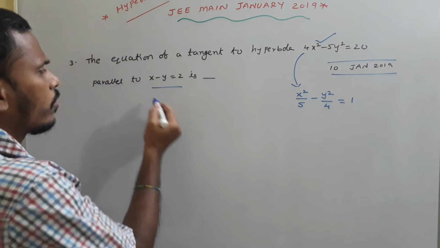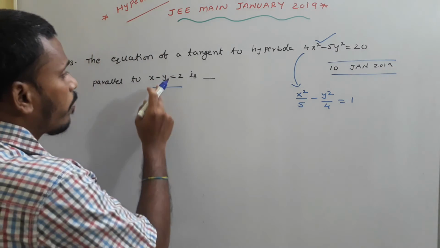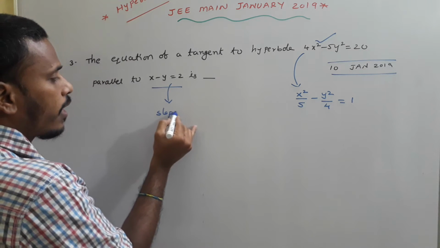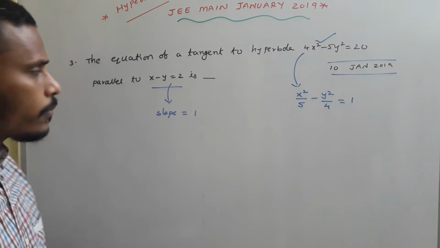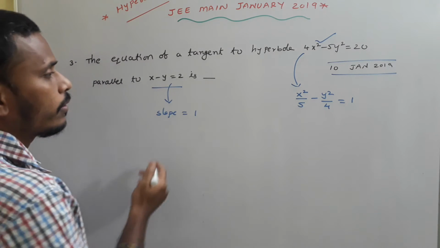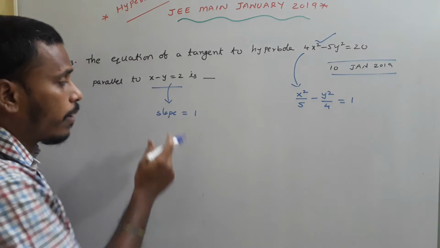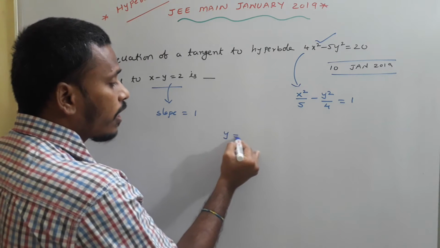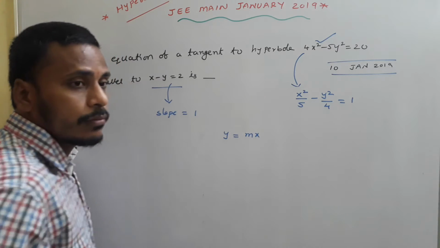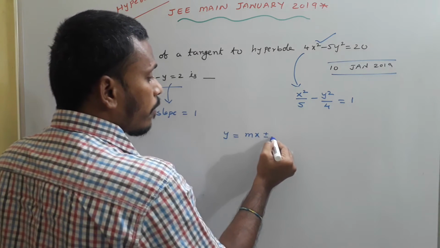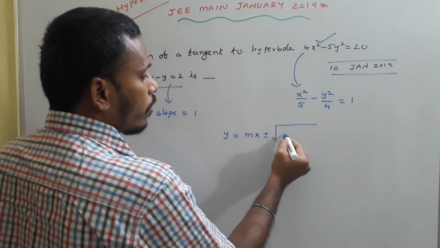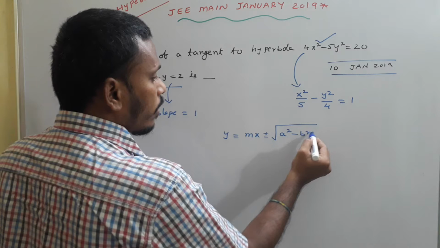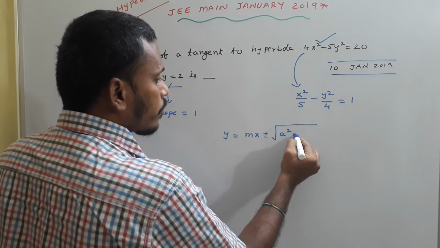Okay, so we need to find the equation of a tangent parallel to this line. What is the slope of this line? The slope of this line is 1. Since the slope of this line is 1, we need to find the equation of the tangent having slope 1. So the general equation of a tangent for the hyperbola is y is equal to mx plus or minus root of a²m² minus b².